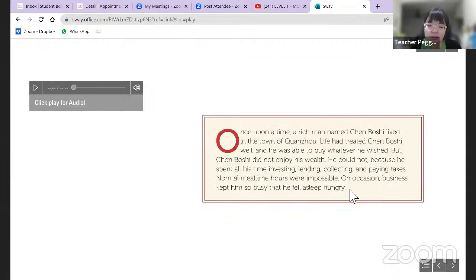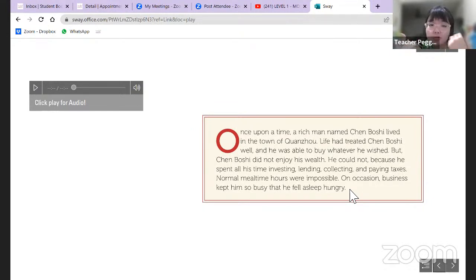Once upon a time, a rich man named Chen Boshi. So who is the main character of the story? Chen Boshi. Okay, so this Chen Boshi lives in a town of Quanzhou, so that's why we were looking at Quanzhou just now. And life had treated Chen Boshi well.